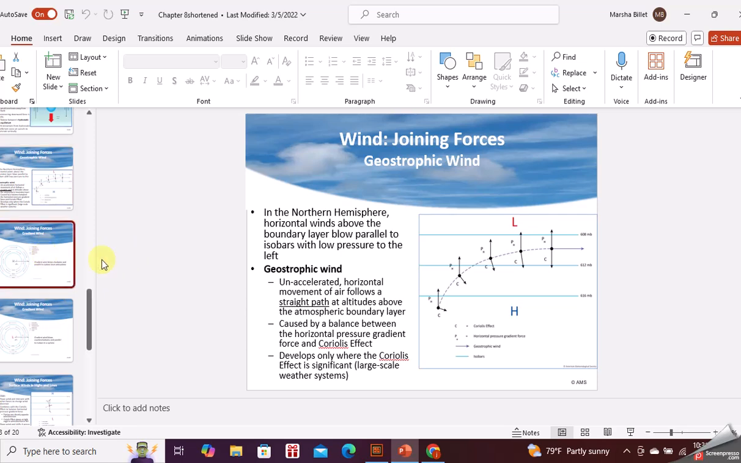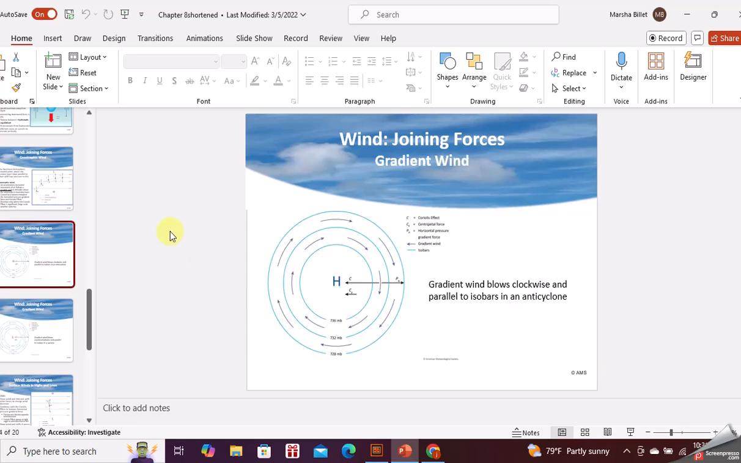Now, let's add in another one. Around high pressure or low pressure, the air flows in a circle. So now we have unbalanced force, and we wind up with centripetal force in here. That is what changes the flow to a circular pattern.